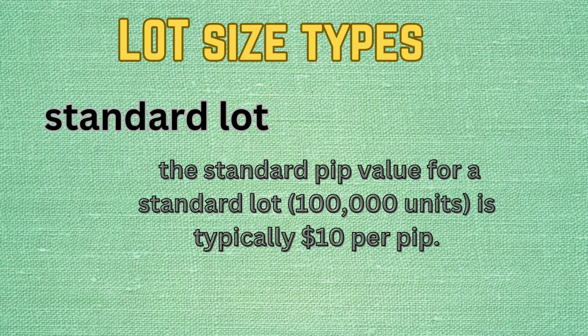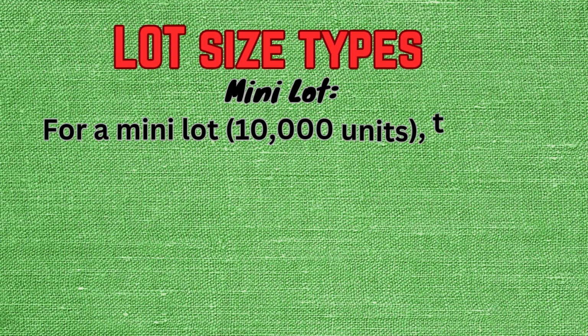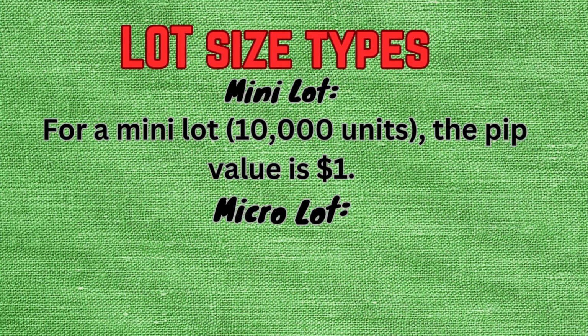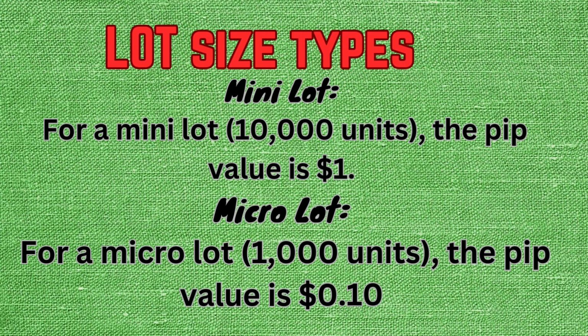So, the standard pip values for major currency pairs. For example, we have EUR/USD. A standard lot is equal to 100,000 units, which is typically $10 per pip. For a mini lot, we have 10,000 units, which means the pip value is $1. A micro lot is equal to 1,000 units, which means the pip value is $0.10.